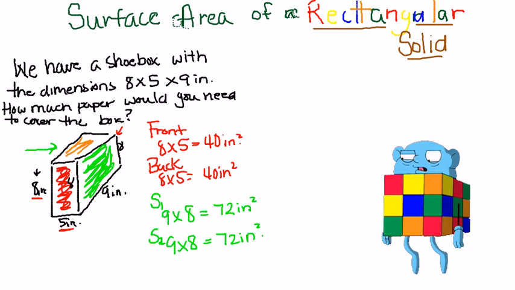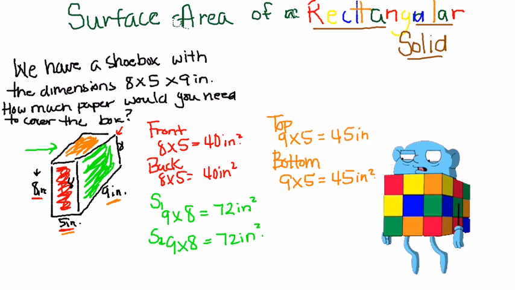All right, now we're going to do the top, and I'll do that in orange. And the top right here, what are the dimensions of our top? Well, if you're not sure, then look at the dimensions of the bottom. Let's do that one first, because I can definitely see the dimensions of the bottom. My bottom is 9 by 5, so 9 times 5 equals 45 inches squared. And then my top is also 9 by 5, which equals 45 inches squared.